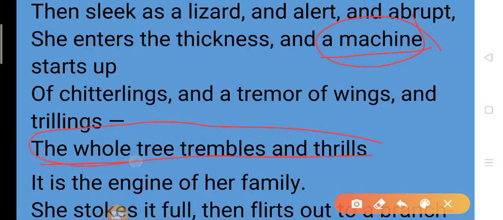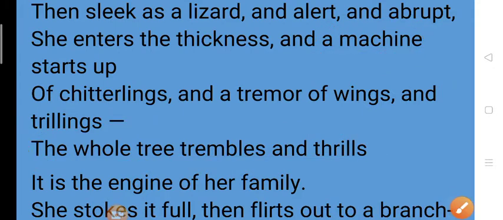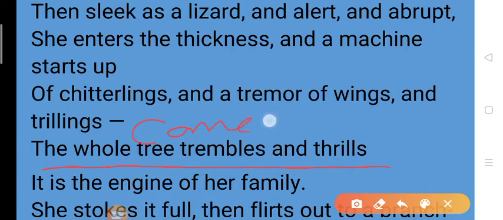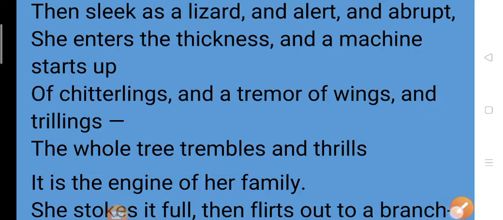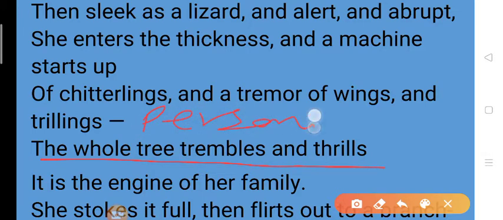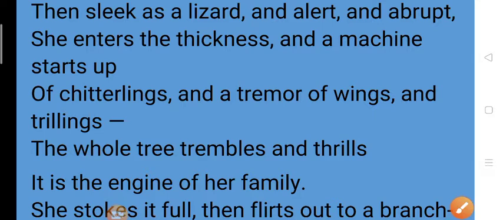And with the chattering sound, chirping sound made by the chicks, the whole tree comes to life, fills with movement, the whole tree trembles and thrills. It is an example of personification. The human quality is attributed to the tree. Trembles means start shaking or to shake, and thrills a sudden feeling of excitement. A lot of excitement begins in the tree.